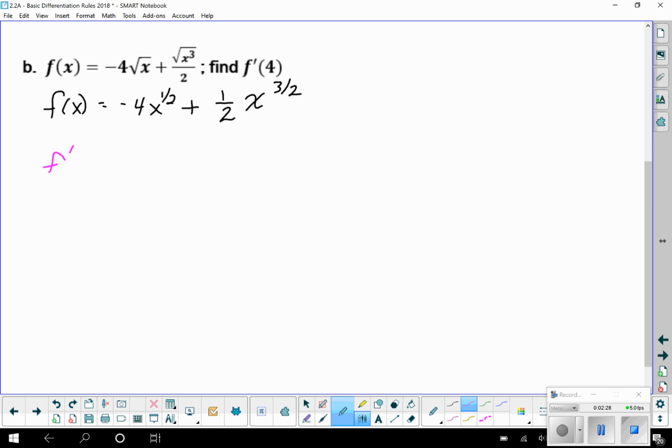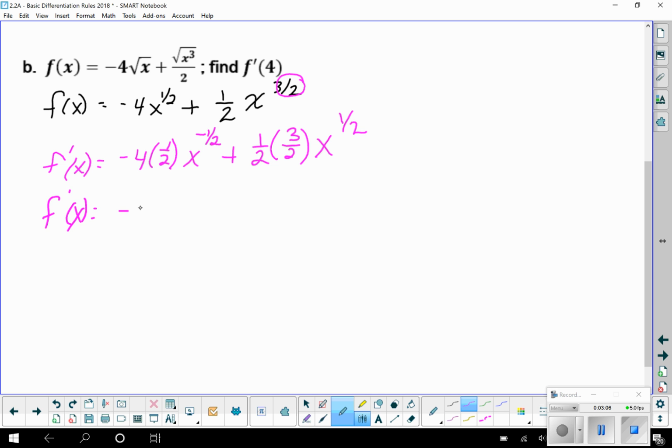So f prime of x would be equal to, the power comes down, I'd have -4 times 1/2, x raised to the, subtract 1, that'll give us a -1/2 power, plus the next term, go ahead and take the derivative of it. I'd have 1/2 times 3/2 comes down, and then I'd have x to the 3/2 minus 1, so that would leave me a positive 1/2. And now let's just clean this up a little bit.